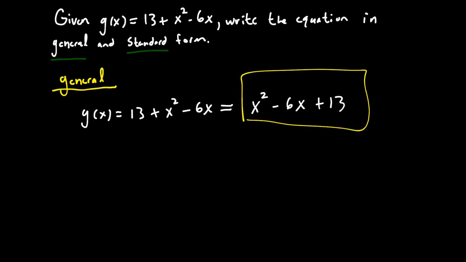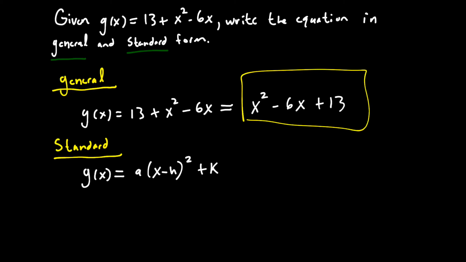Now let's go ahead and look at the standard form. Recall that a quadratic function is in standard form if we have a times x minus h raised to the second plus k. In the previous problem, we saw that our a is given by the number in front of the x squared term, which is 1. So the only thing that we need to find is h and k.